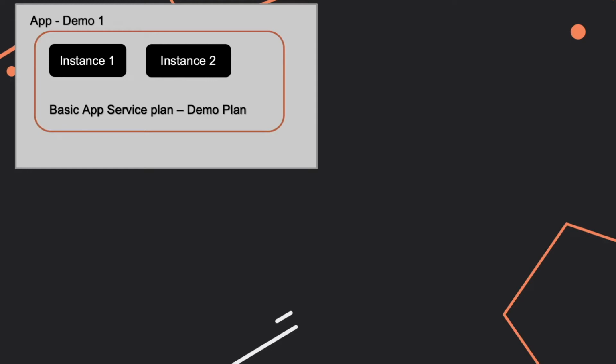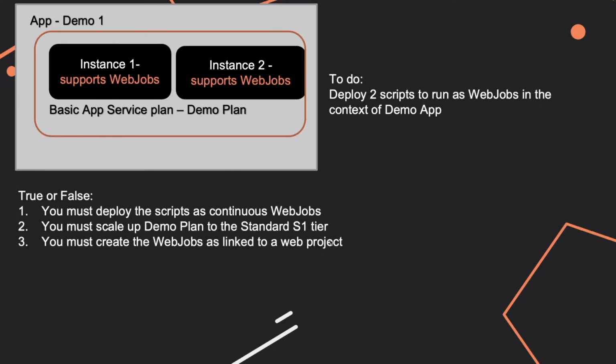This time you are deploying an Azure web app named Demo1 that runs on two instances hosted in a basic app service plan named Demo Plan. The instances are called Instance 1 and Instance 2. And you want to deploy two scripts to run as web jobs in the context of the Demo1 app. And you want to ensure that you can support the web jobs running on both instances.